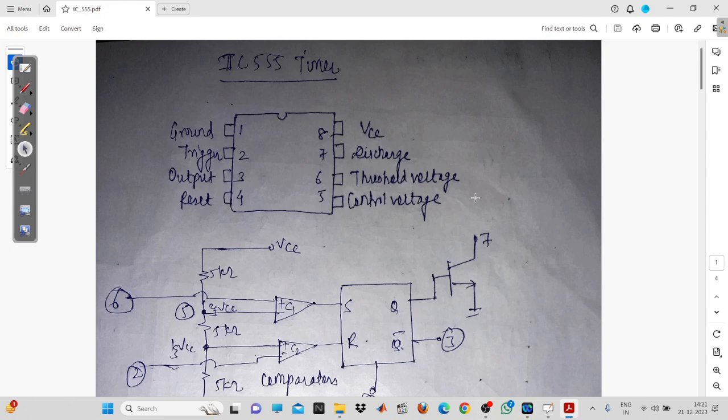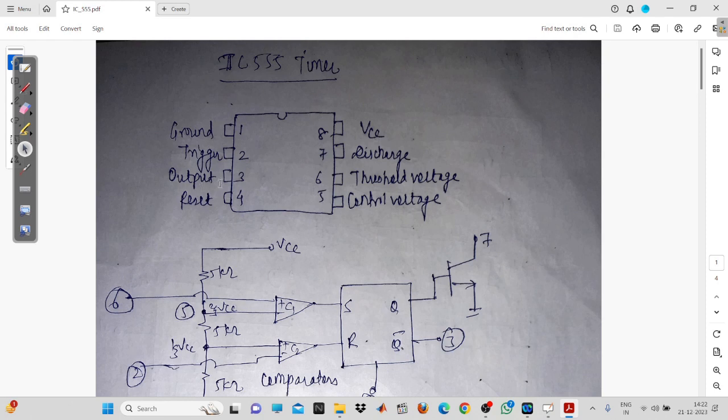So today we'll try to understand the IC 555 timer. I have already given the assignment on IC 555, so I think you might be having a small idea about this IC. Basically, this IC 555 is an 8-pin IC.